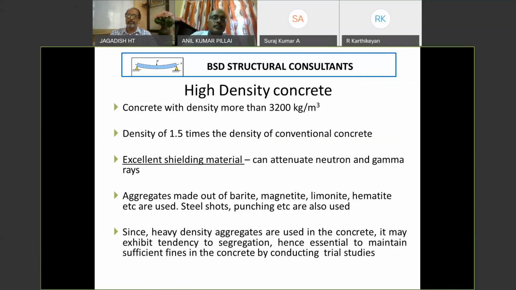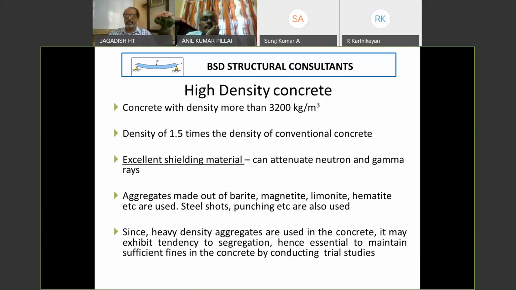One method could be to use lead shots or steel shavings in concrete. But by using these kinds of very high density material, there's a possibility of segregation. Let us say I use lead shards in concrete. The lead shard may settle down and may not be in a state of suspension in concrete. So I may lose the required density of concrete. So what we go for is high density aggregate.